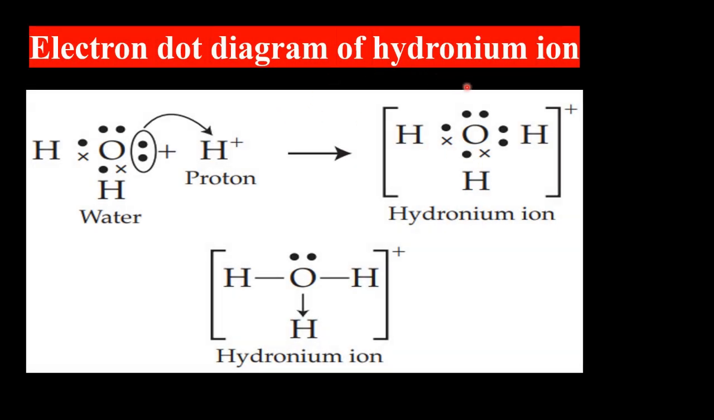Next, electron dot diagram of hydronium ion. First you have to write it for water, which we have already written. Then H plus is the acceptor, water is the donor, so one of the lone pairs will be given to H plus. Then you write this structure, hydronium ion. Don't forget to put the square bracket and plus. Then finally you can write the bond line notation here for hydronium ion. So this is the electron dot structure or diagram of hydronium ion.